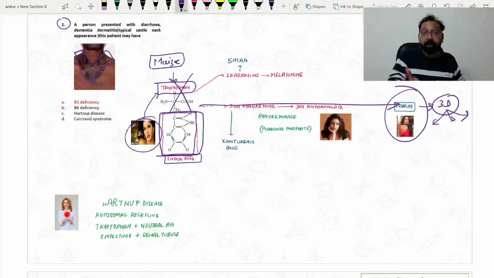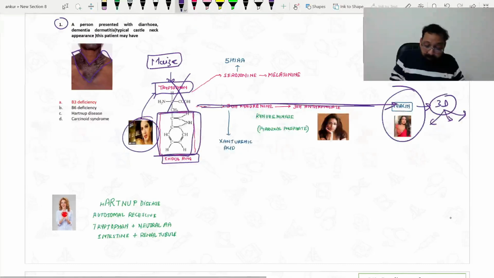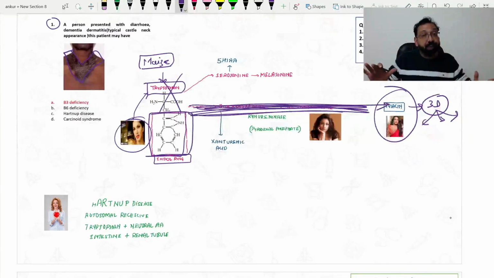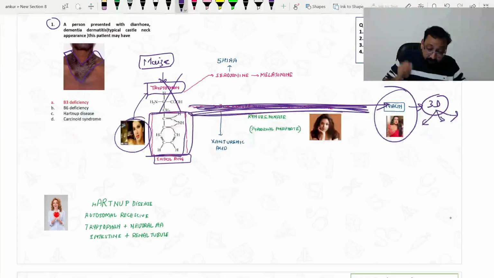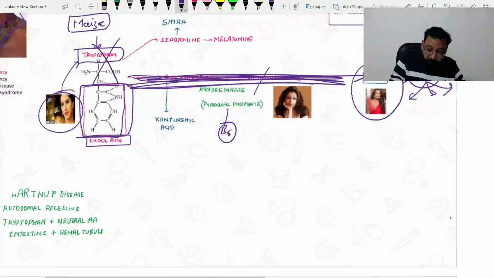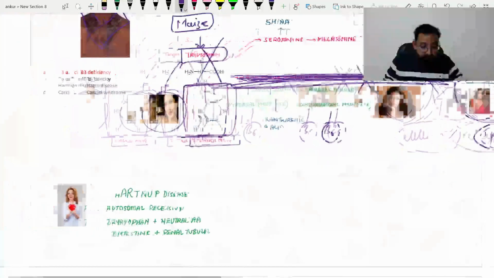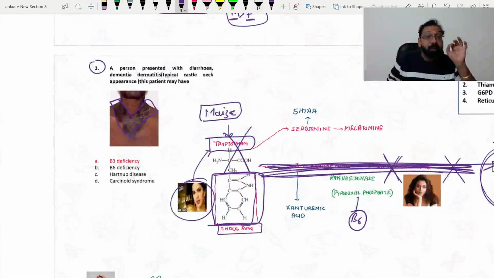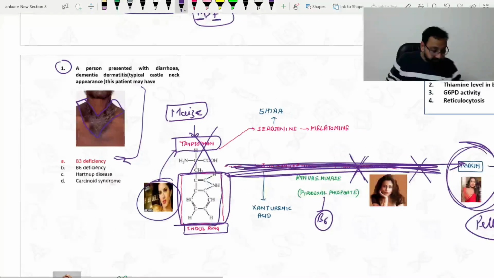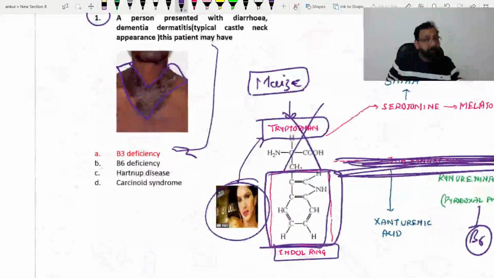If tryptophan is deficient, the patient is not having tryptophan, it will not be able to convert it into niacin. There are multiple steps in this conversion. If any step is deficient, there would be niacin deficiency. We found that if B6 is deficient, then niacin will not be formed. If niacin is not formed, that is pellagra. So pellagra may be due to this. This typical picture may be due to B3 deficiency. In this question, the answer is B3 deficiency.